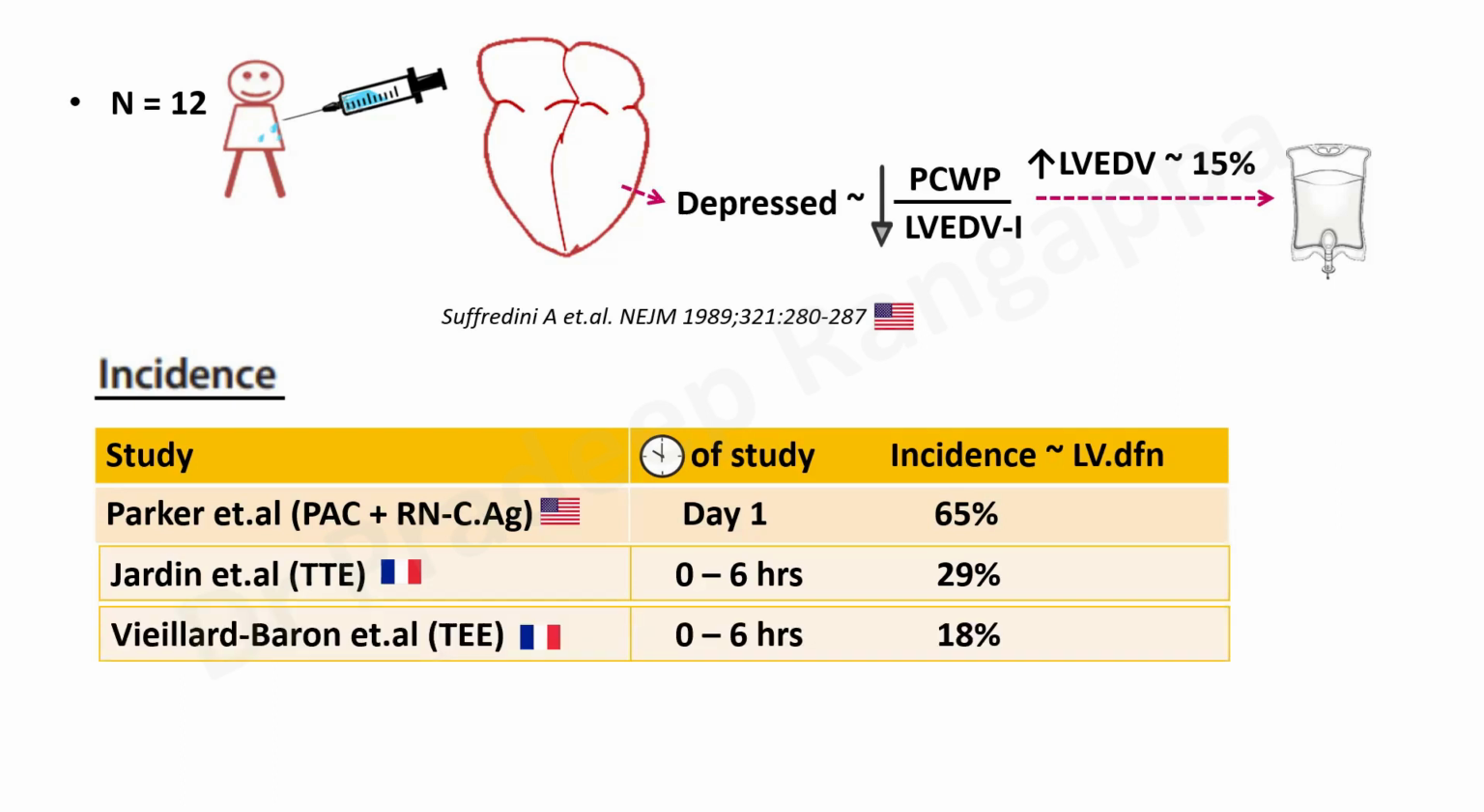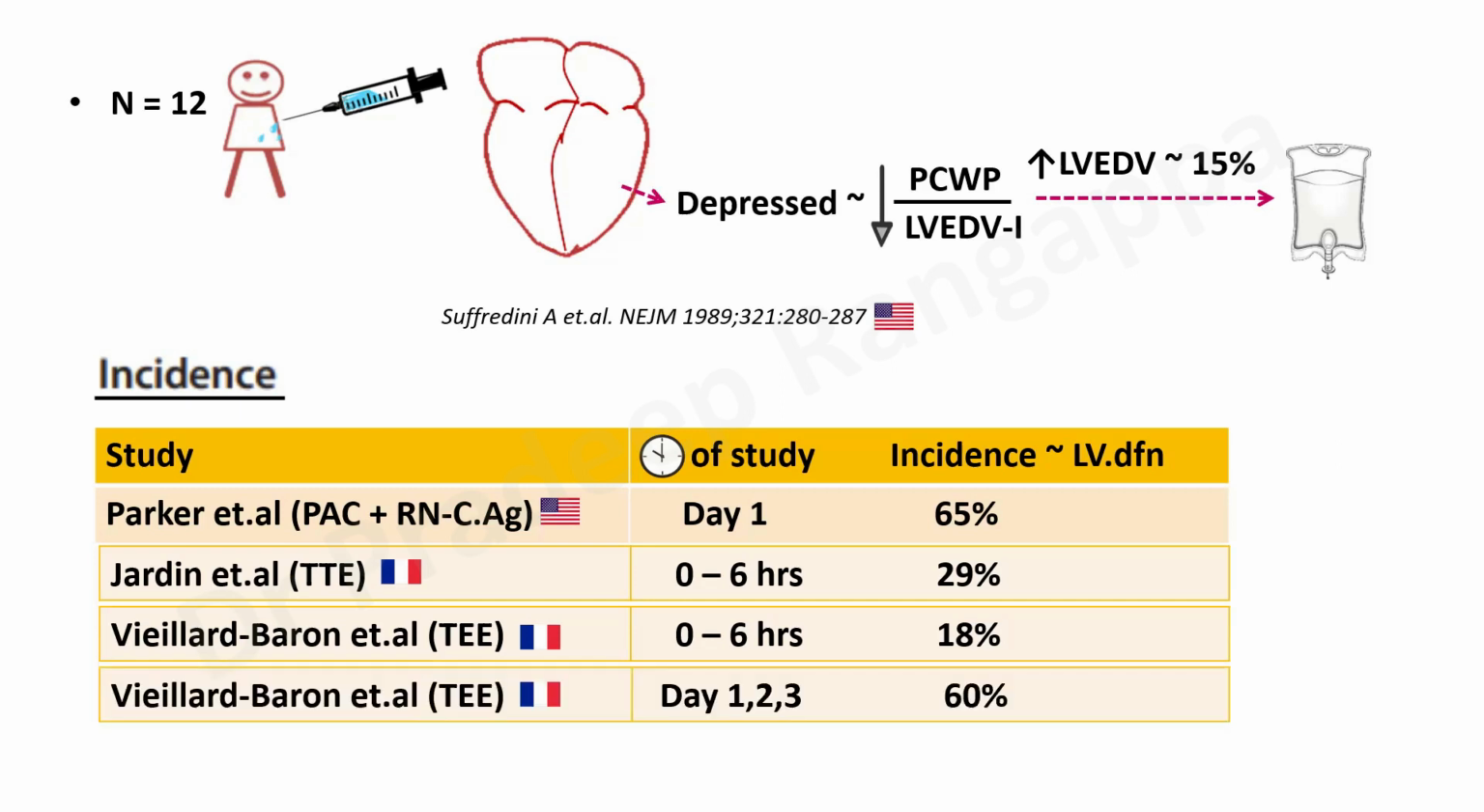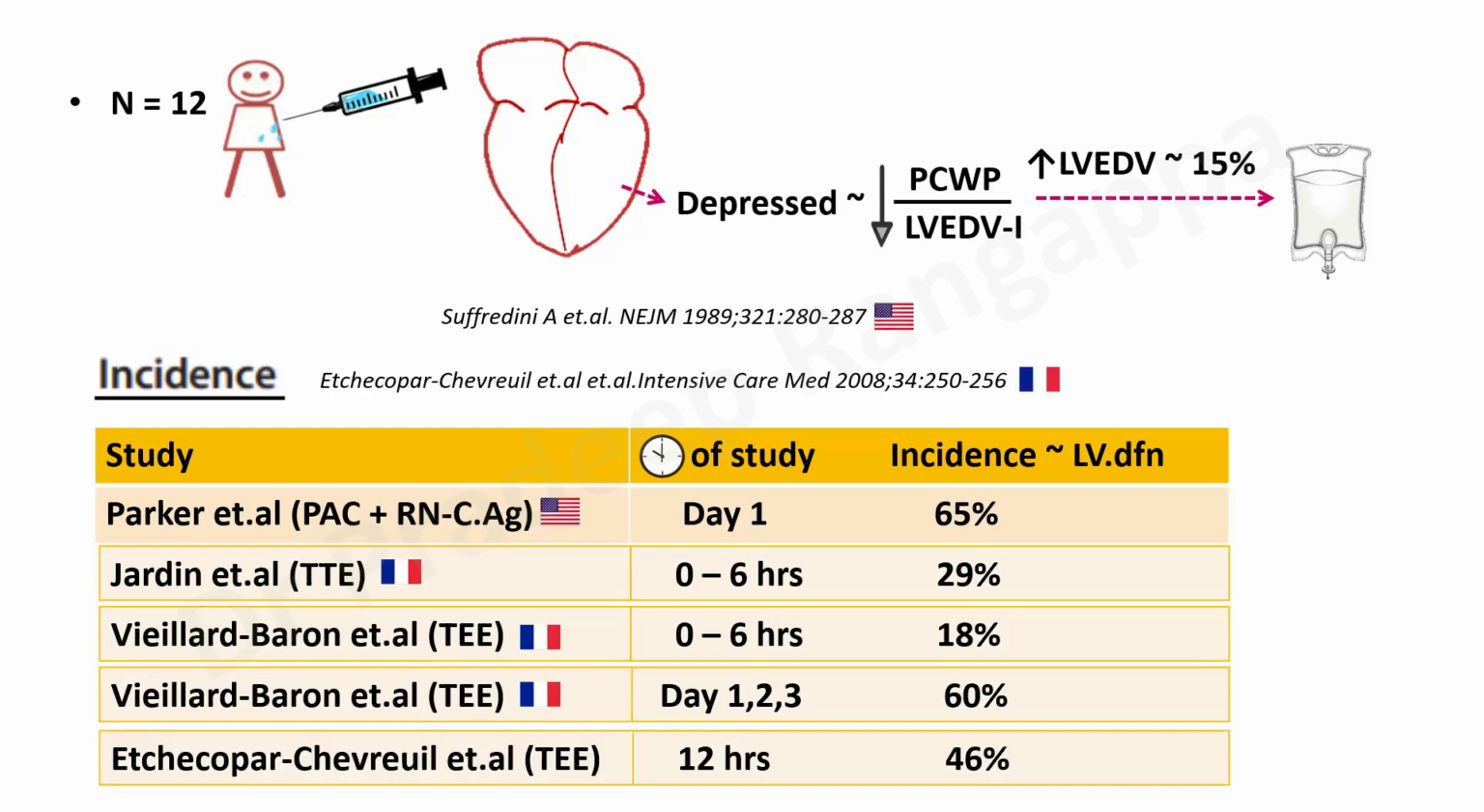This was a French study where again they assessed the patients at 0 to 6 hours, 18%. Which means to say very early on in the sepsis itself, septic cardiomyopathy or myocardial dysfunction sets in. So 18% had cardiac dysfunction. And this was a study where they looked at day 1, day 2, day 3, and in 3 days, 60% of the patients had depressed LV or septic cardiomyopathy. And this was another French study where 46% of them had septic cardiomyopathy recognized within 12 hours. So all in all, this table shows that septic cardiomyopathy happens anywhere from 18 to 65%, and it happens very early on, possibly within 24 hours in most of these septic patients.